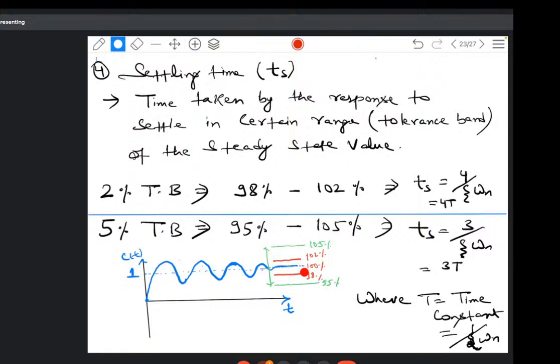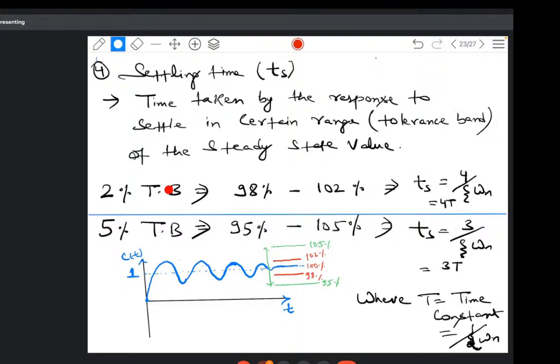Since my output response was oscillating, I didn't know when my response will finally get settled. So what I did is I assumed a certain range or a certain tolerance band in which I assumed that my output has already got settled. So in this particular range, say 2% range, I am assuming that my output is settled. So this is called 2% tolerance band. Within this 2% range, I'm assuming that my output has settled to the steady state value.